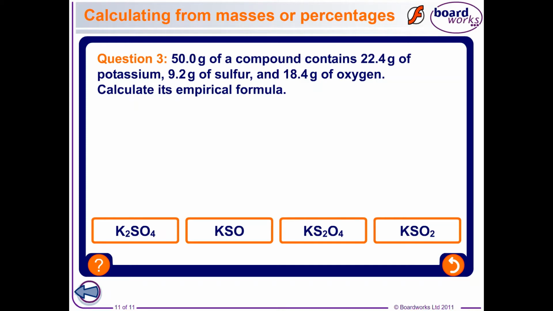Okay, so let's move on to question number 3. A little bit more detail in this one because you've now got 3 elements that you have to contend with. 50 grams of a compound contains 22.4 grams of potassium, 9.2 grams of sulfur, and 18.4 grams of oxygen. Calculate its empirical formula. Again, if you divide through by the smallest number, you should end up with a whole number ratio. Pause the video and give this one a go.